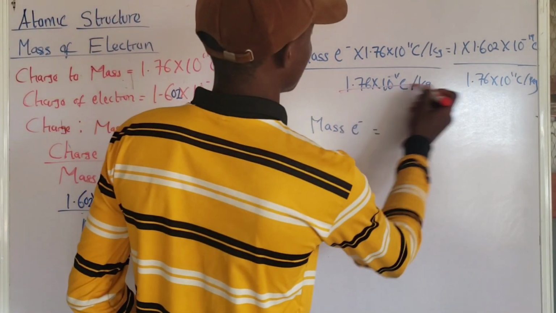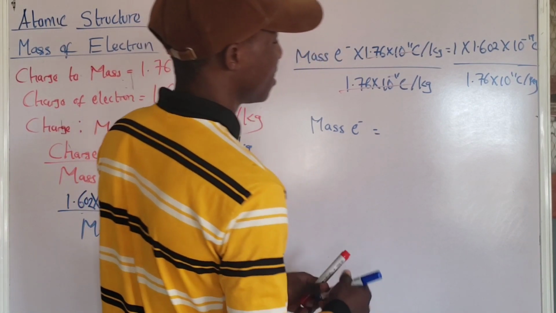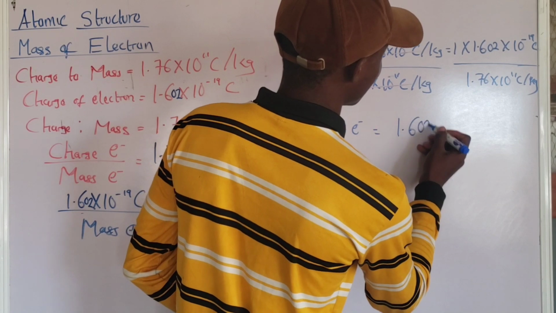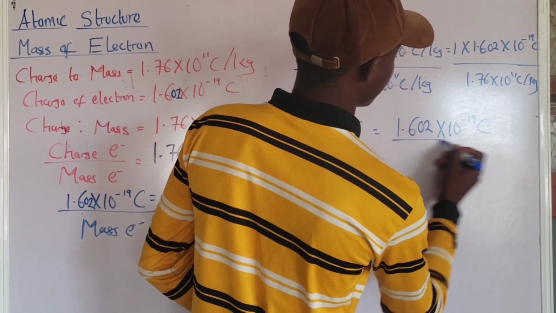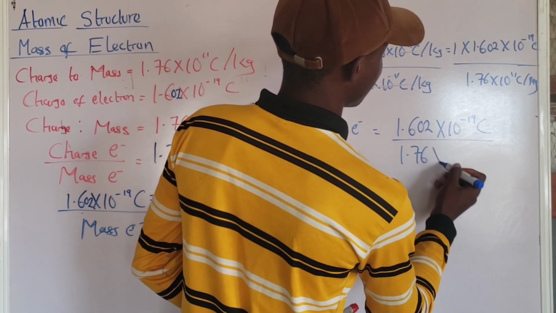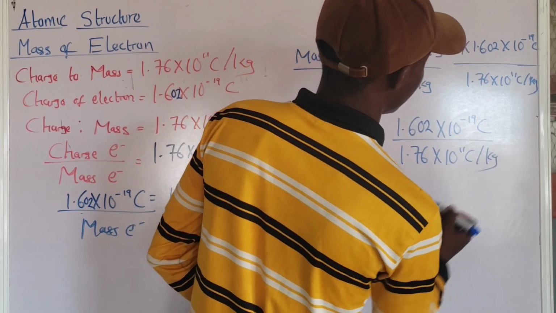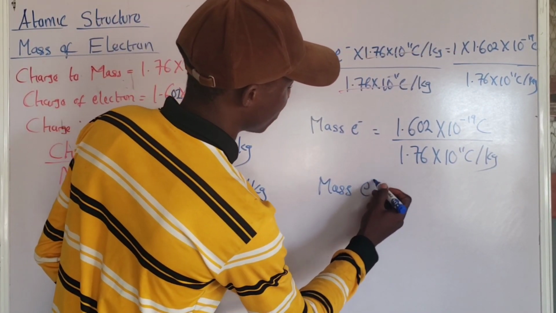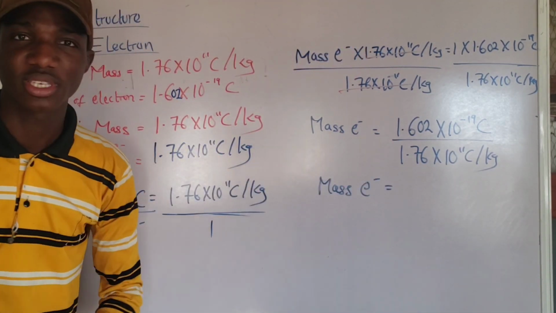Now, this is going to eliminate this. So we are left with what? Mass of electron. Now, please kindly pay attention. I'm going to have 1.602 times 10 raised to the power of negative 19 C. That is for charge. All over 1.76 times 10 raised to the power of 11 coulomb per kilogram. Okay. Now, the mass of electron is equal to 1.602 divided by 1.76.